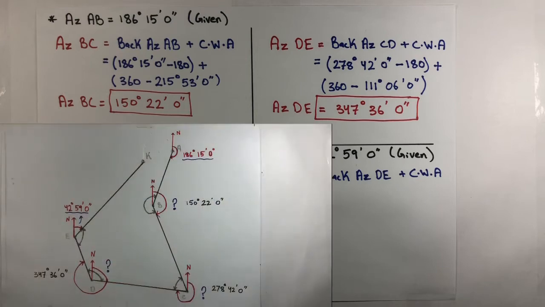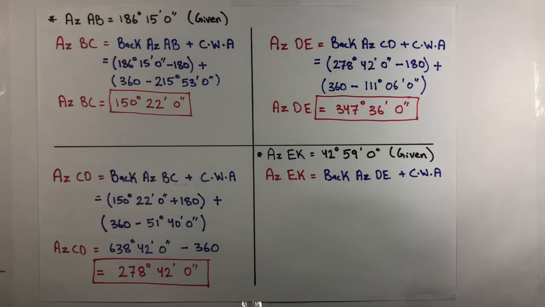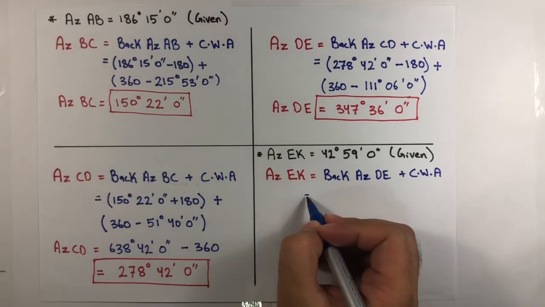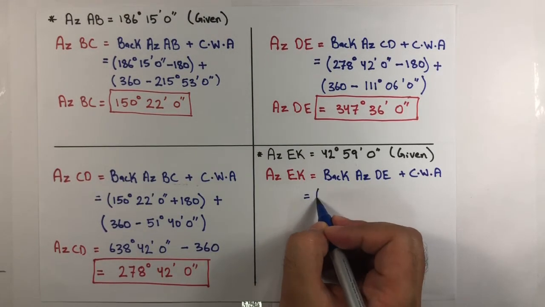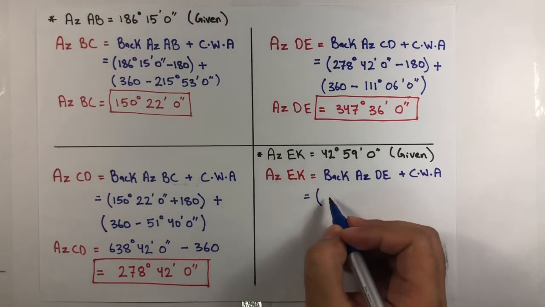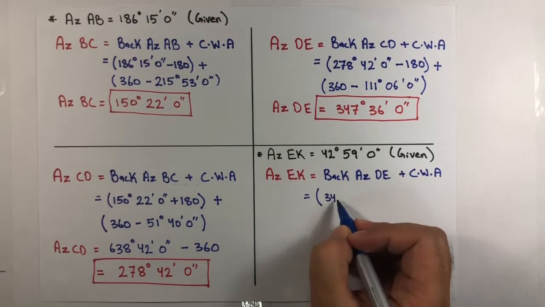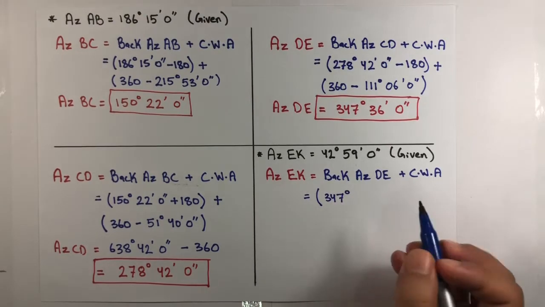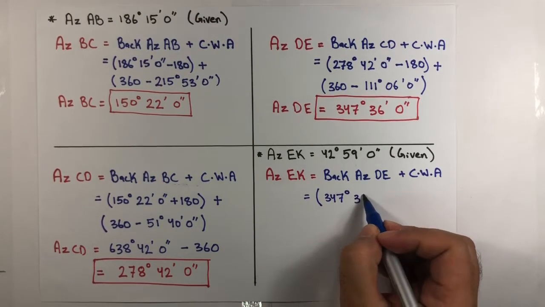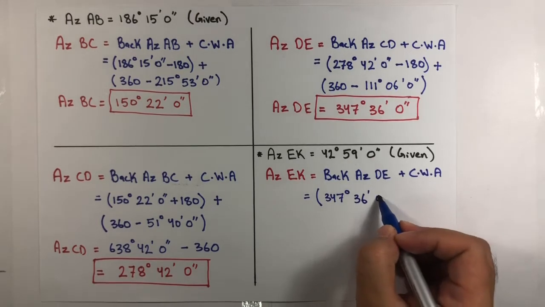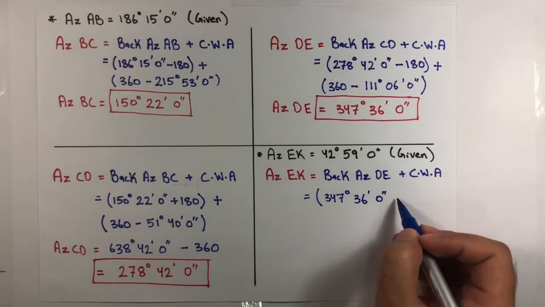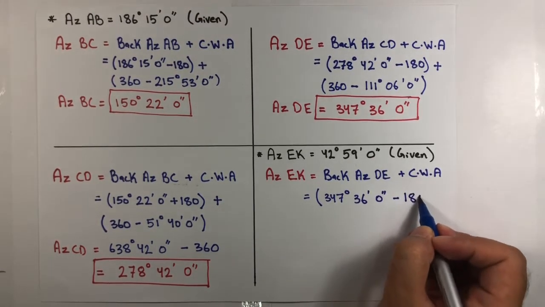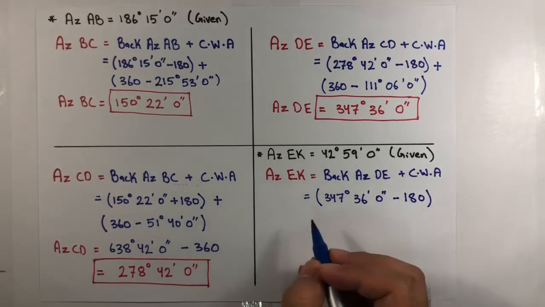We can see that we have found 3 unknown angles. Now this last step is just to make sure we have the angle of EK. It was given in the question, it's written here in black color. So we want to make sure that the result we'll get here is exactly similar to the given azimuth in the question. So azimuth of EK is equal to back azimuth of DE, which is 347 degrees, 36 minutes and 0 seconds.